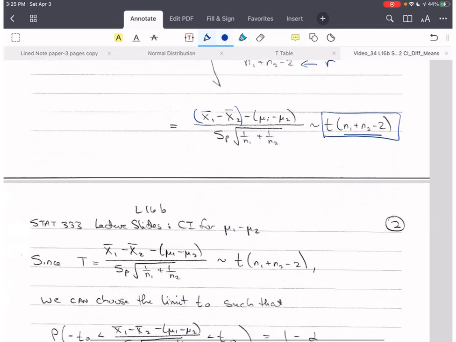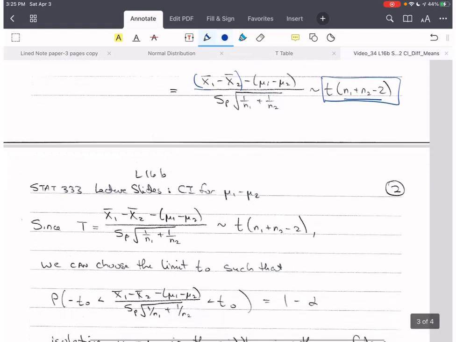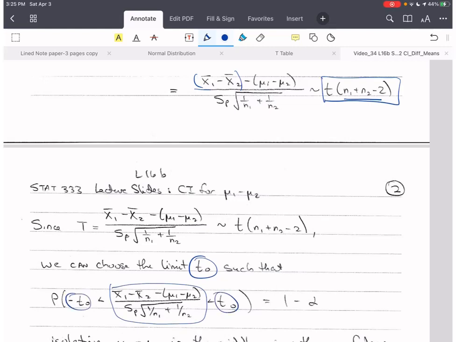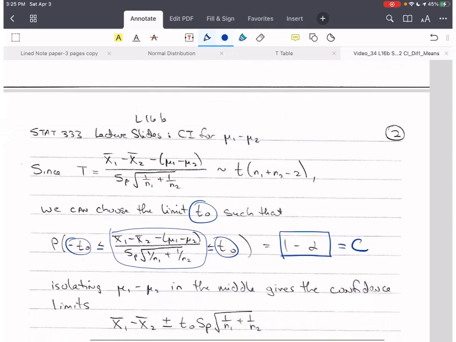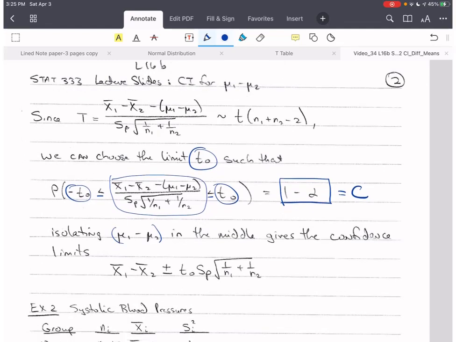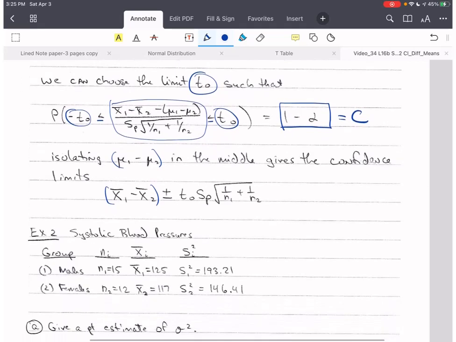Okay? Knowing that, we can choose a limit t sub naught such that the probability that this quantity is between negative t naught and positive t naught is 1 minus alpha, which is our C, or confidence level. By going through the algebra and isolating mu1 minus mu2 in the middle, we get the confidence interval, or confidence limits, x1 bar minus x2 bar plus or minus t naught times s sub p square root 1 over n1 plus 1 over n2. Let's do an example.